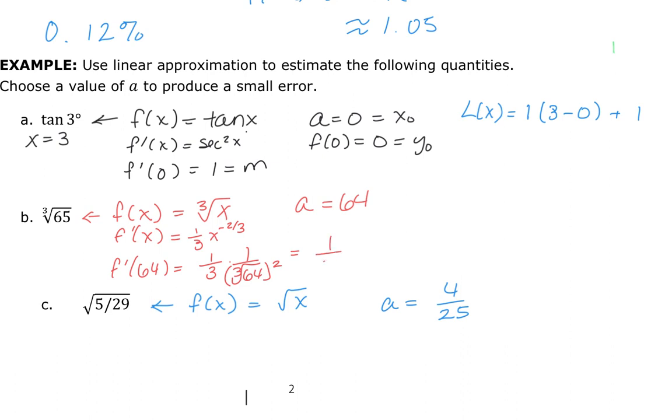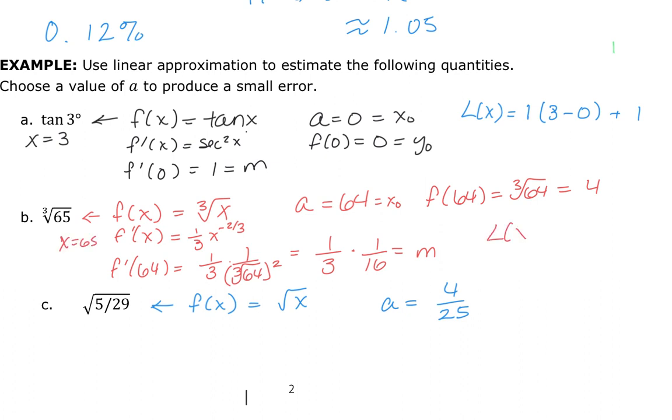So this is going to be 1/3. The cube root of 64 is 4, and 1/4 squared gives me 1/16. And this is going to be my slope. F of 64, this is my y naught, is going to be the cube root of 64, which is going to be 4. My a is my x naught, and my x is 65.